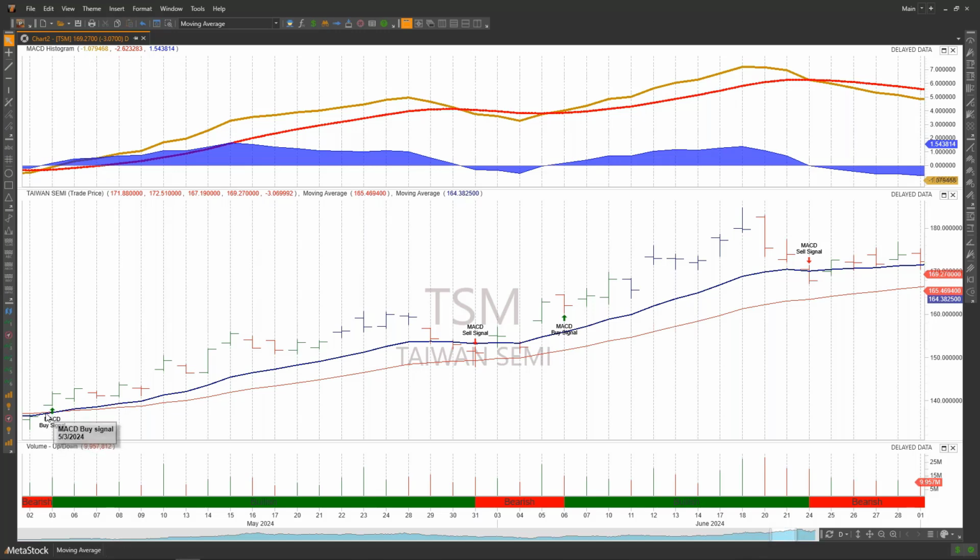You'll get a buy signal, which MetaStock populates on the chart for you. When it comes up and eventually starts to taper off, you get a bit of a pullback. That's when you're likely going to get a MACD sell signal. That just means the MACD has pulled back below its signal line, and you go from bullish to bearish.